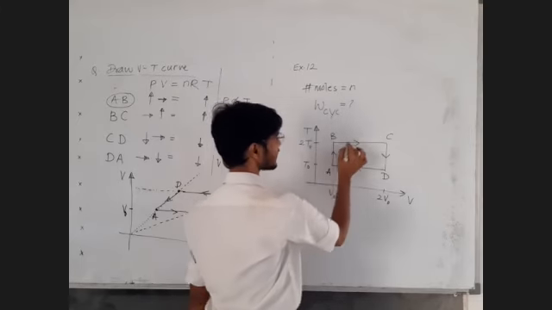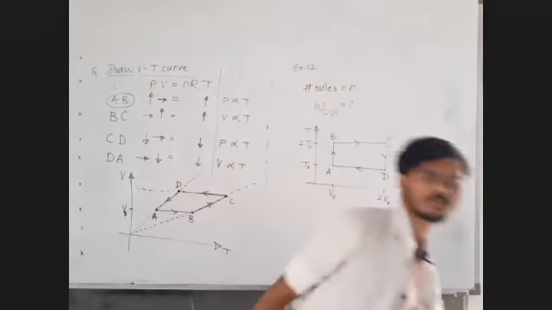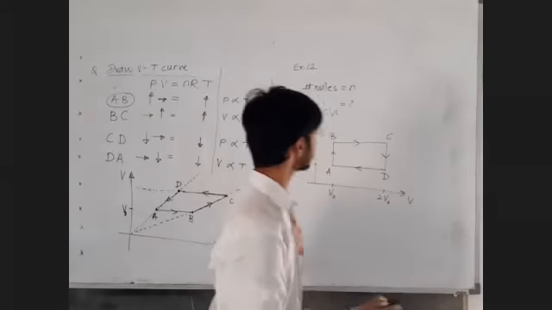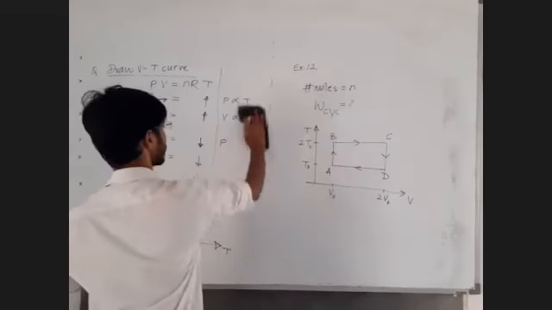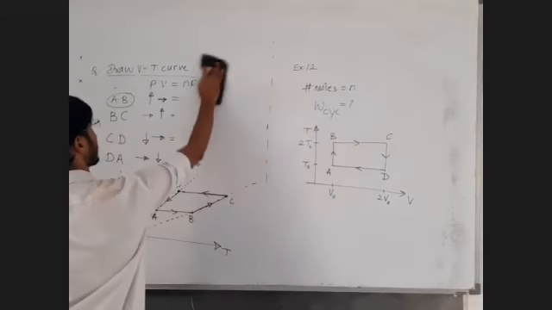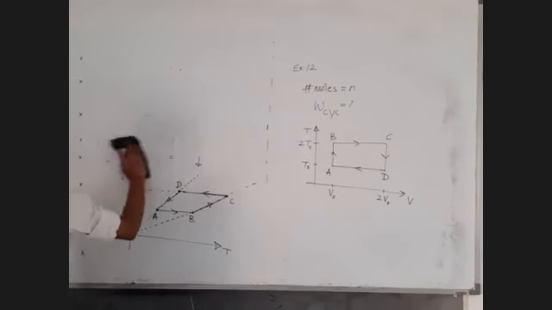Now don't find the area enclosed inside the curve, because it is not a pressure volume curve. If it were a pressure volume curve, in that case you could have found the area enclosed inside the curve, but now you should not do that. It's a temperature volume curve.